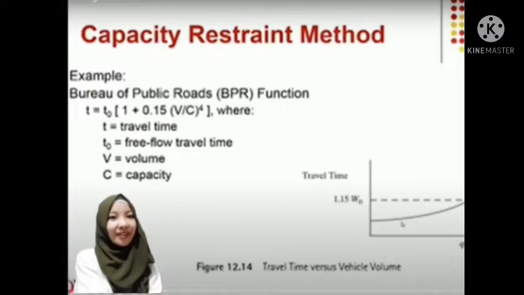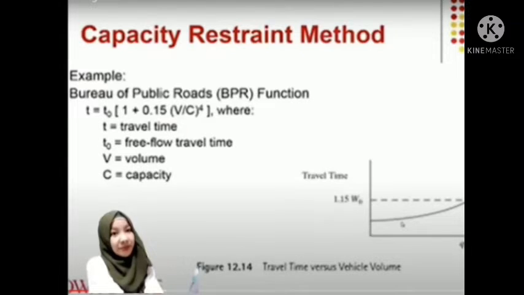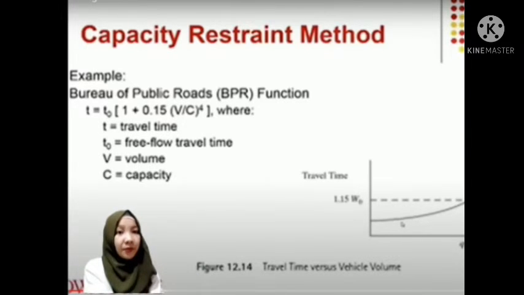Assalamualaikum and hi everyone, I am Kim Raida Gefar, the next reporter of this group, next to Miss Marahom Salik. Let's move on to the capacity restraint method. The capacity restraint method assigns traffic to possible routes in an iterative manner. One of the examples is the BPR or Bureau of Public Roads. BPR functions relate the travel time to the flow. Let's take a look at the figure on the PowerPoint provided.